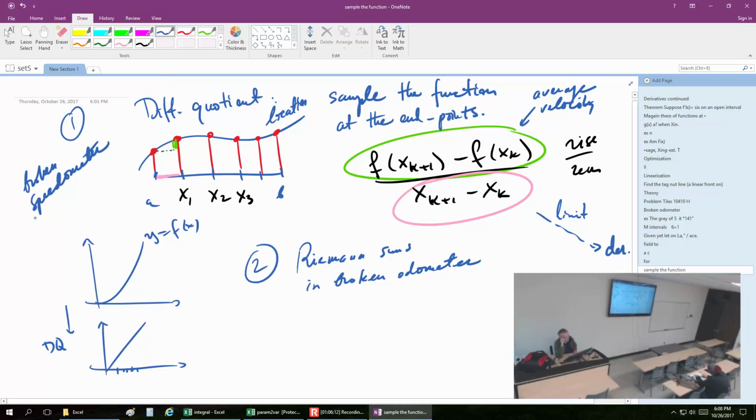Now, the Riemann sums correspond to the opposite situation, and that is the broken odometer situation. You do know your speed, you have your speedometer, but you want to figure out where you are. So this time my function, let's say it's g of x, and then compute Riemann sums on and on and on. Remember how it works out?